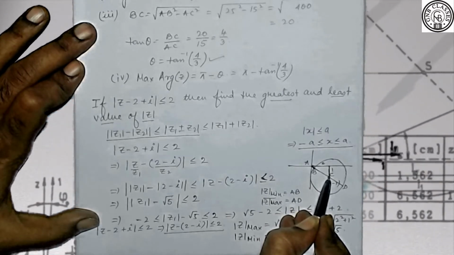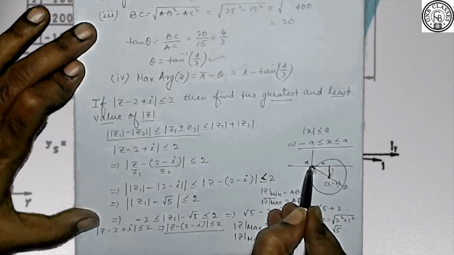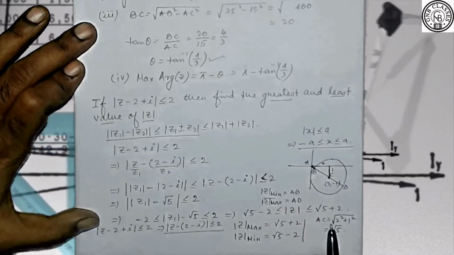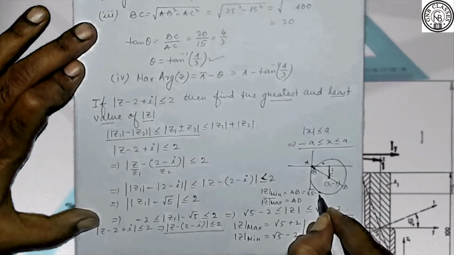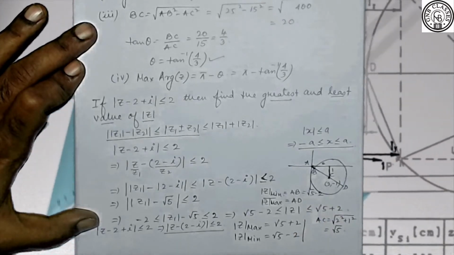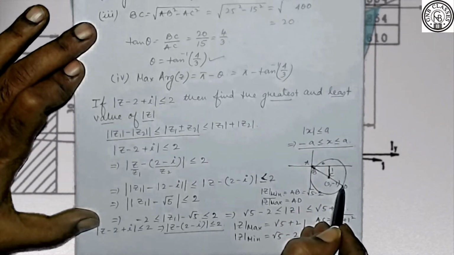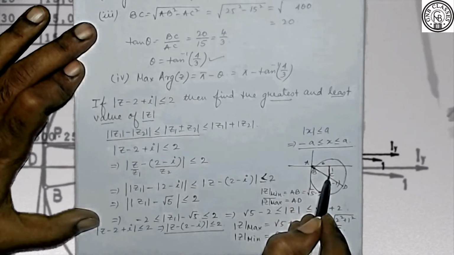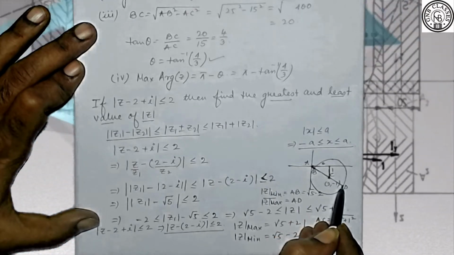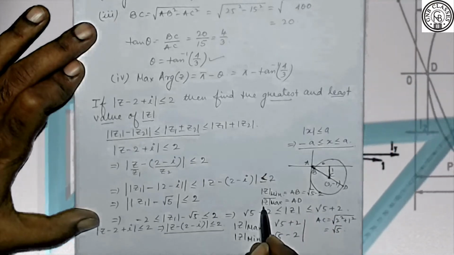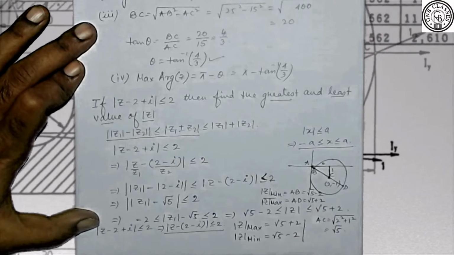BC, which is the radius of this circle, is 2. Therefore, your AB is nothing but root 5 minus 2. Therefore, the minimum value of mod z is root 5 minus 2. Have you understood it? Now, what about your AD? Your AC is root 5 and CD, which is the radius of this circle, is 2. Therefore, the maximum value of mod z will be root 5 plus 2.